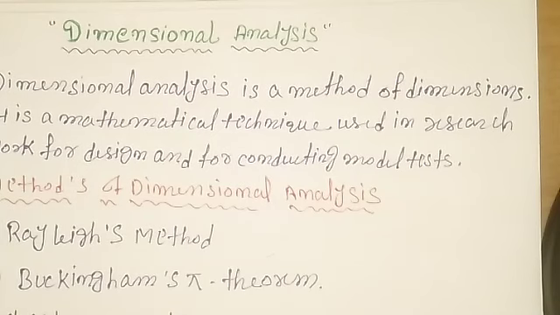Fundamental physical quantities are nothing but mass, length, time and temperature. For mass the dimension is M, for length the dimension is L, for time the dimension is T, and for temperature the dimension is theta. Similarly, for the units: for mass the unit is kilogram, length is meter, time is second, and theta is in Kelvin.